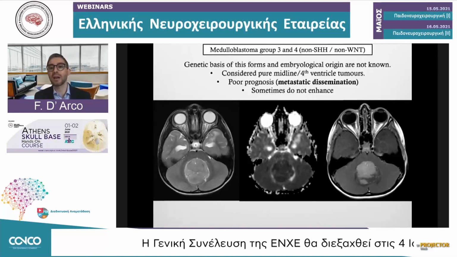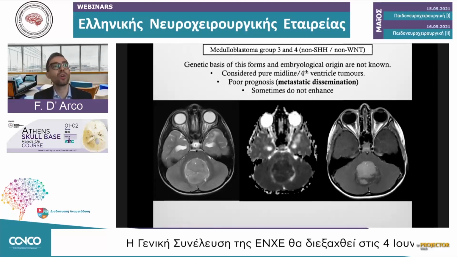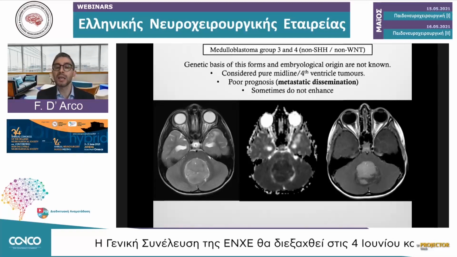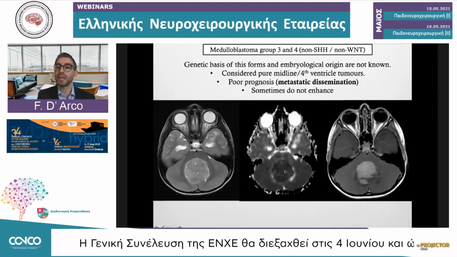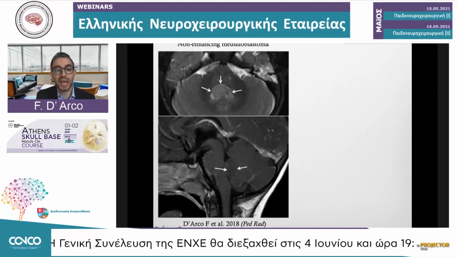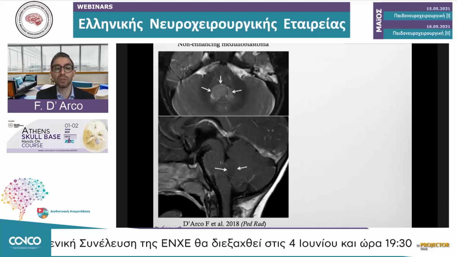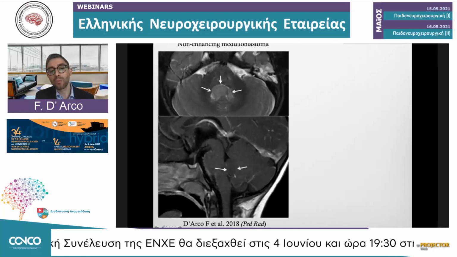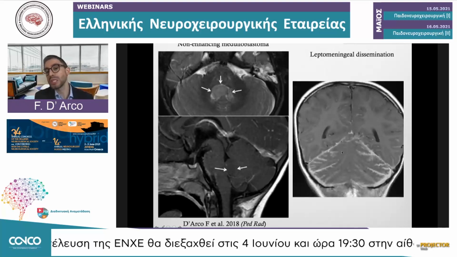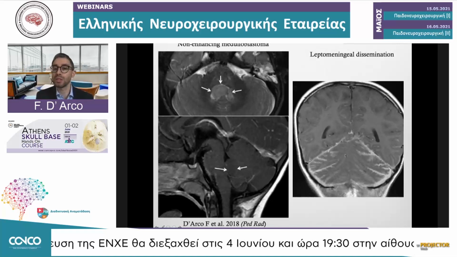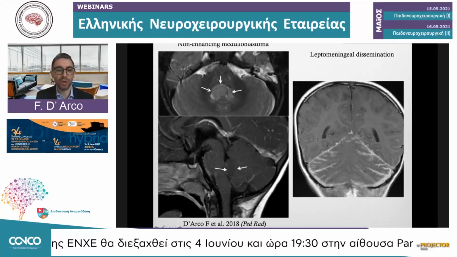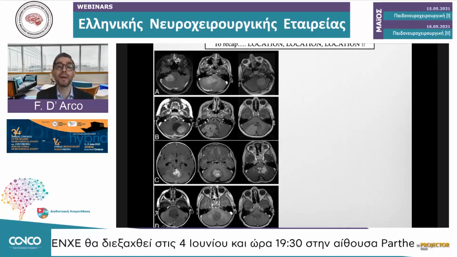And if you have a scan from another center, maybe not read by a neuroradiologist, you can look on your diffusion for small metastatic disease that will be dark on ADC and hyperintense on DWI. This is very important for the management of the patient. And look, this is a case that we published in Pediatric Radiology in 2018, a group 4, not enhancing, and it gave leptomeningeal dissemination. In this case, there was enhancement in the leptomeningeal dissemination, but sometimes you have non-enhancing nodules in the ventricles, for instance, a typical location.